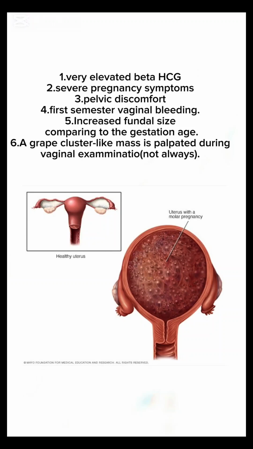So a patient comes to you and tells you that her gestational age is, for example, 10 weeks, but you may see the fundus height is for a 20 weeks or 15 weeks pregnancy. So the fundus size is increased compared to the normal gestational age. And there may be a grape-like mass in the vagina or adnexa during examination, especially in complete mole.